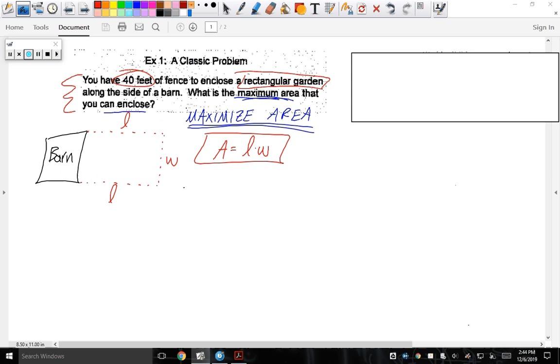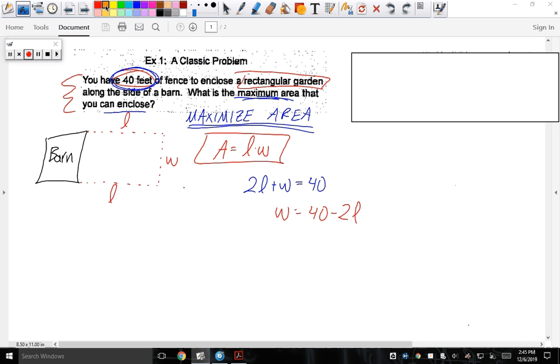I will need to use a secondary equation, though, in order to produce this equation. Okay, here we go. I'm going to use the fact that they gave me 2L plus W is equal to 40. Notice that I did not put 2W because I'm using the side of the barn. Okay? So now I'm going to solve for W. And now I have W in terms of L.